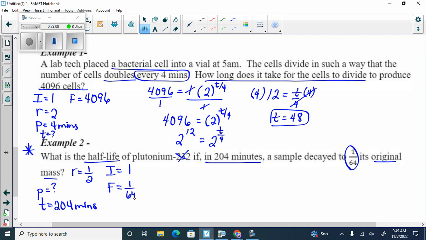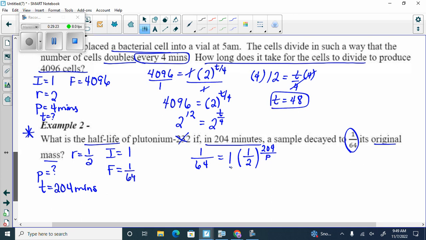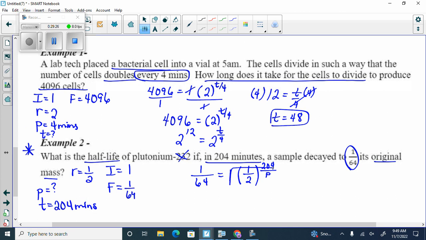Okay. So we have 1 over 64 equals 1 times a half to the 204 over P. The catch is that T and P have to be in the same units. So I know that 204 is minutes, so I know P's in minutes. Because they have to be the same units. It's a ratio, right? First thing I do is divide my 1 over. So I get 1 over 64 equals 1/2 to the 204 over P.